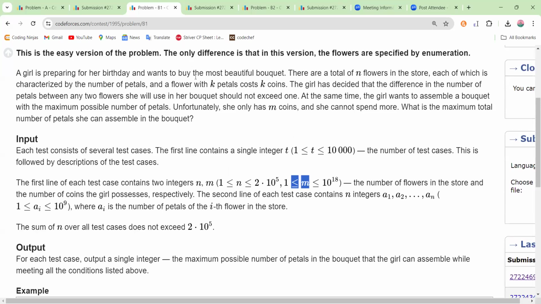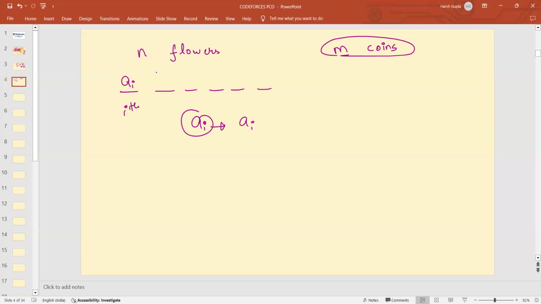So a flower with K petals costs K coins, isn't it? So the cost of K petals is K coins. But there is one condition. So what is your aim? Your aim is to construct a bouquet with these flowers. You have only M coins. So the question is, what is the maximum number of petals that you can take?